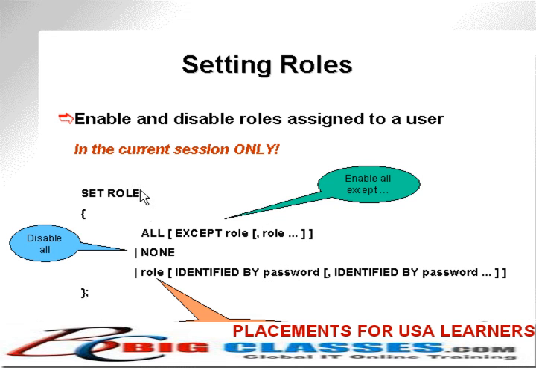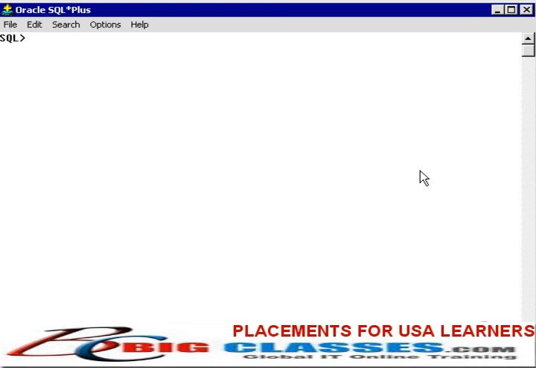The set role command is used to enable and disable roles assigned to a user within that session, on a per session basis. As you can see from the syntax diagram, all will enable all except roles, none will disable all the roles, and you can set role a role name and enable a specific role and even identify it by a password. Let's look at the roles for the current session whilst logged in. I'll type select star from session_roles.